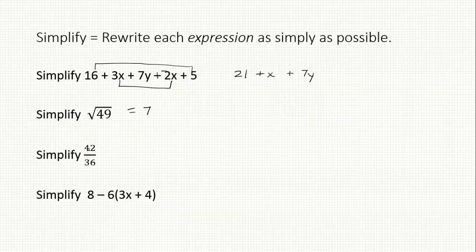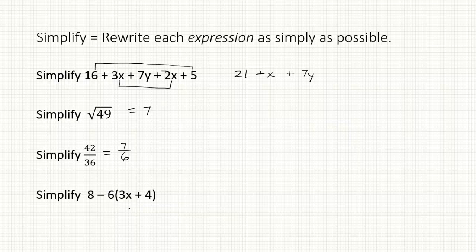In the third example, we just have a fraction that ought to be reduced. Let's divide them both by 6. So 42 divided by 6, 36 divided by 6 is 7/6, and that is simplified. You can change it to a mixed number, but that isn't more simplified, it's just a different form.